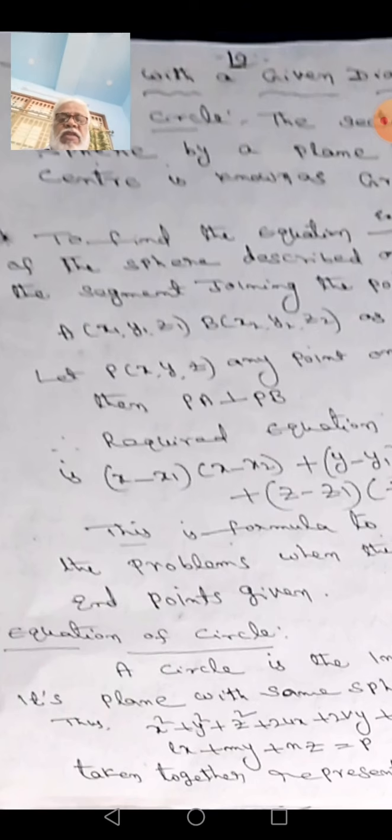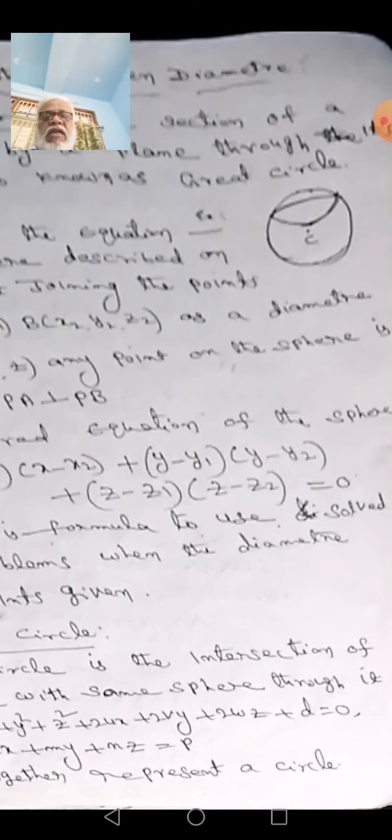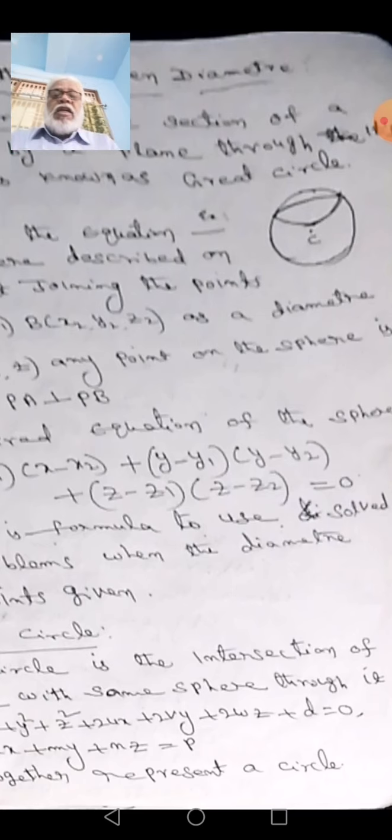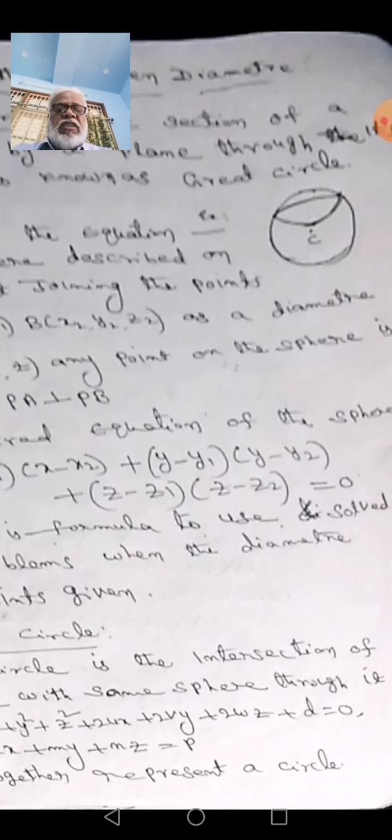So what is the equation of the circle? A circle is the intersection of a sphere, x square plus y square plus z square plus 2ux plus 2vy plus 2wz plus d is equal to 0, with a plane, lx plus my plus nz is equal to p. Together they represent a circle. If you do not join the two equations, or subtract the two equations, together they are called the circle equation.